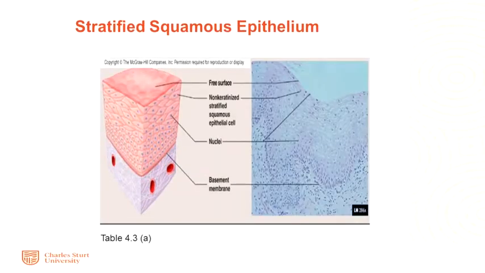And then we also have stratified squamous epithelium. You can see all those multiple layers of cells, and then the top layer of cells is squamous. So you can see that very easily. You've got the multiple layers of cells, and then the very top layer is squamous. So that's called stratified squamous epithelium, and you'd find that in the skin.